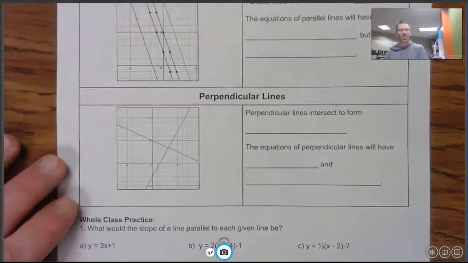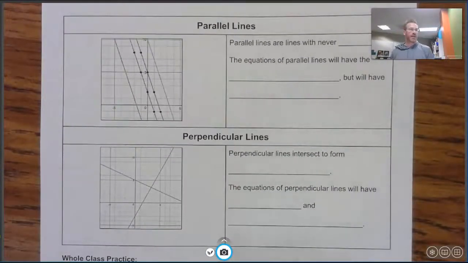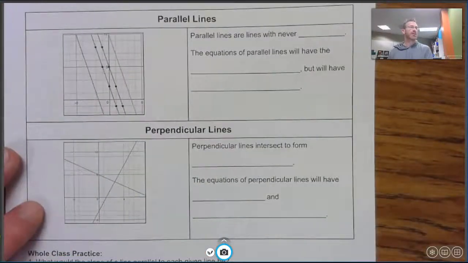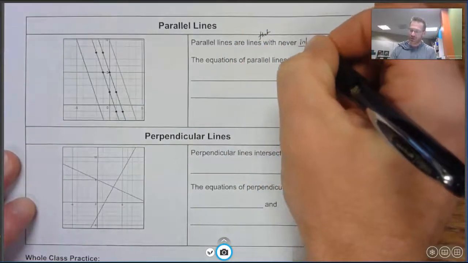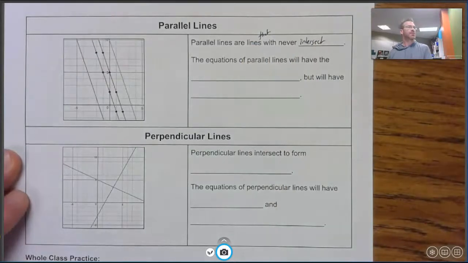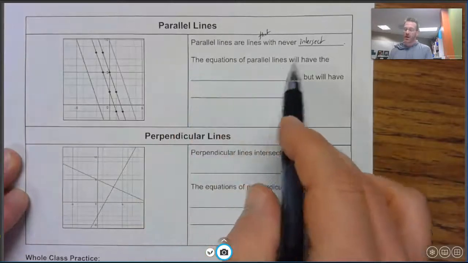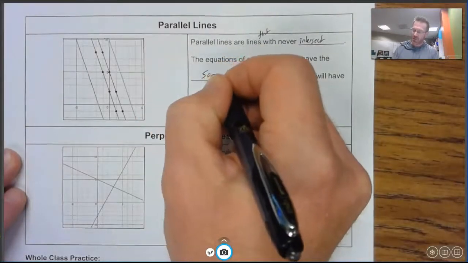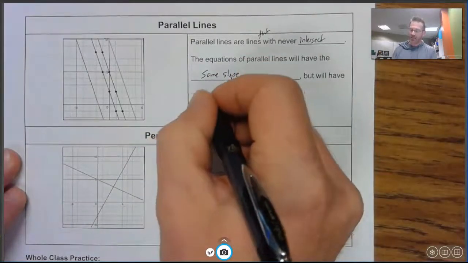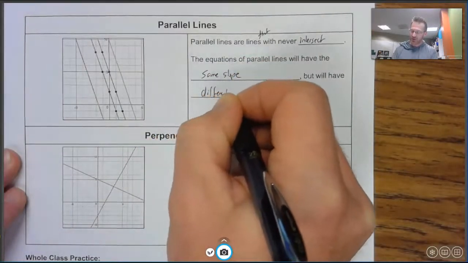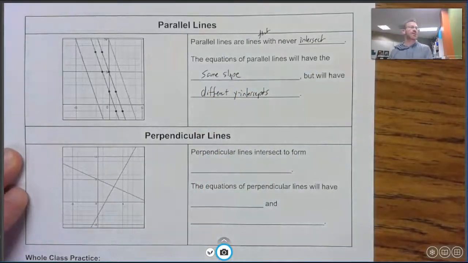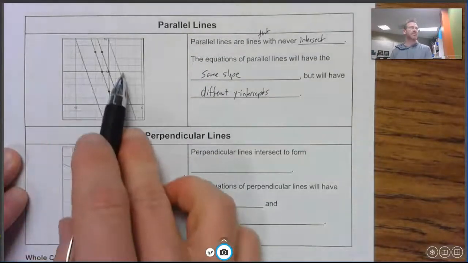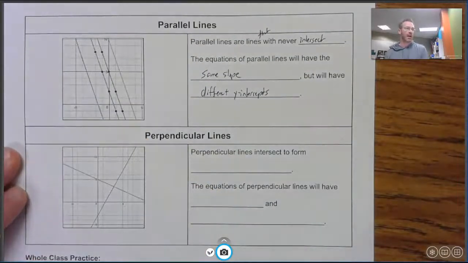If we go to the next page, let's summarize those results. So now you can see that we have these parallel lines. Parallel lines are lines that will never intersect. We need to fix a typo there. Parallel lines are lines that will never intersect. The equations of parallel lines will have the same slope, but different y-intercepts. And that just means that we need a different place to start, so they're not the same line. Because if they're the same line, then they're not really parallel because they intersect all the time.